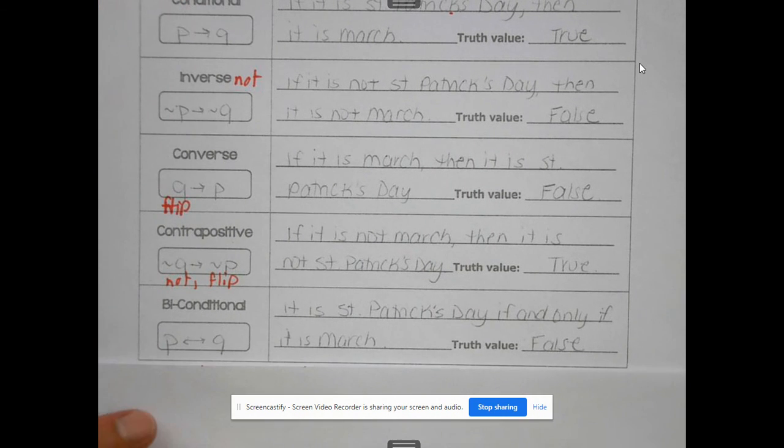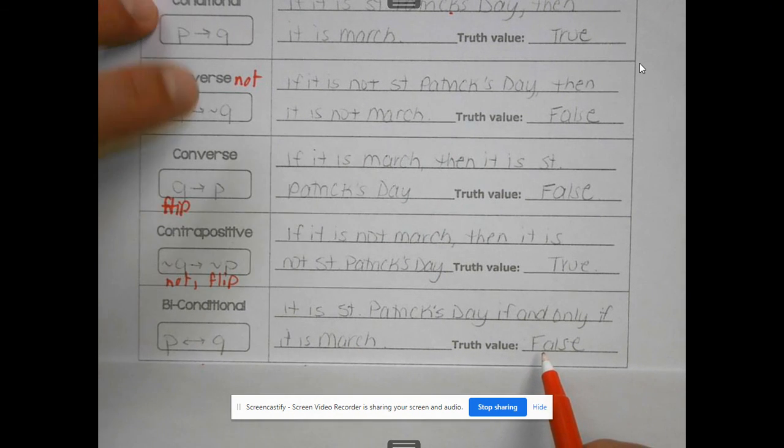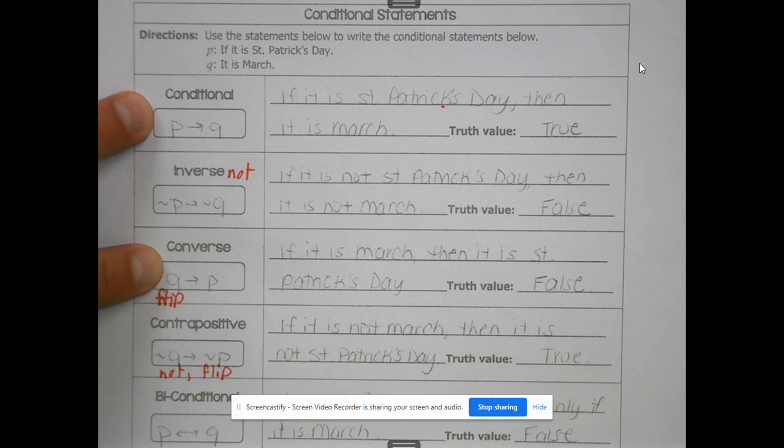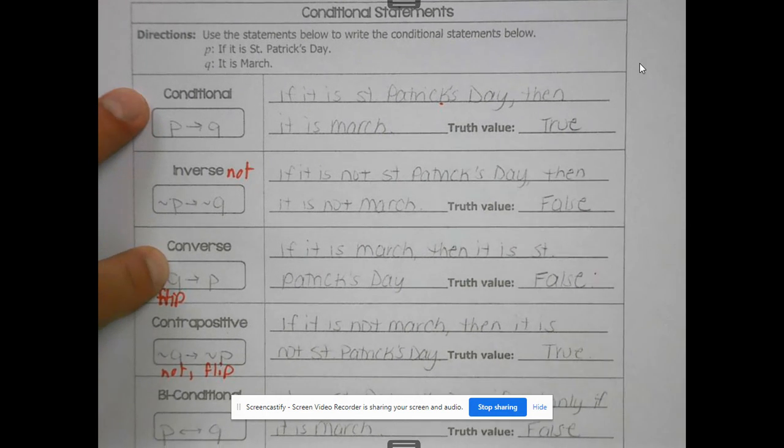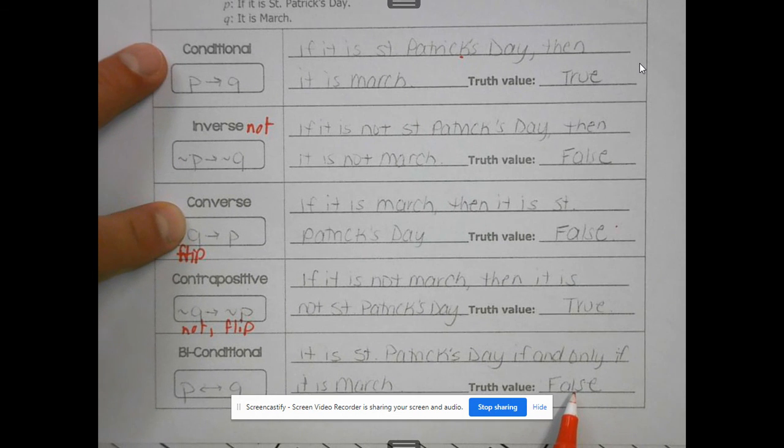And your last one, your biconditional. P, if and only if Q. It is St. Patrick's Day if and only if it is March. That is false. Remember, because we talked about the conditional and the converse have to both be true, right? Well, in this case, our conditional was true, but our converse was false. So since both of these are not true, the biconditional has to be false as well.